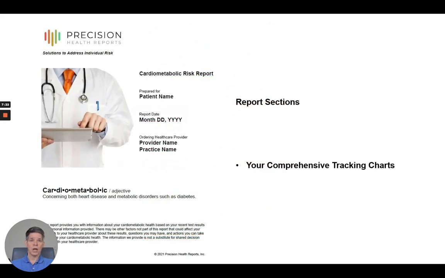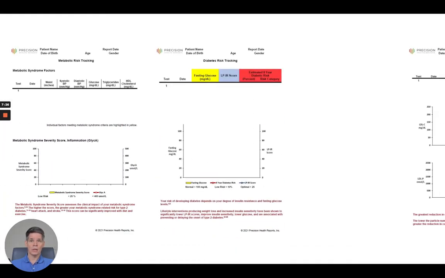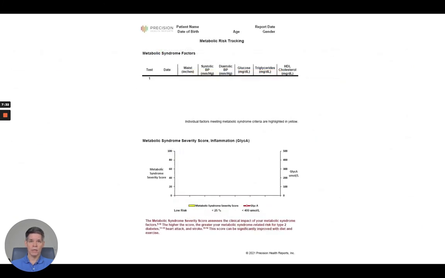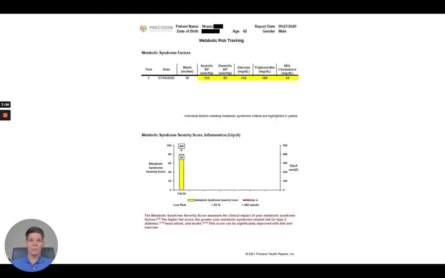This gets us to the comprehensive risk tracking charts. And these charts will look at your tracking over time of metabolic risk, diabetic risk, and cardiovascular risk. If we look first at the metabolic risk numbers, what you see at the top is a chart that will fill in with progressively more information as you get further follow-up tests done. Again, yellow is abnormal and green is going to be normal.